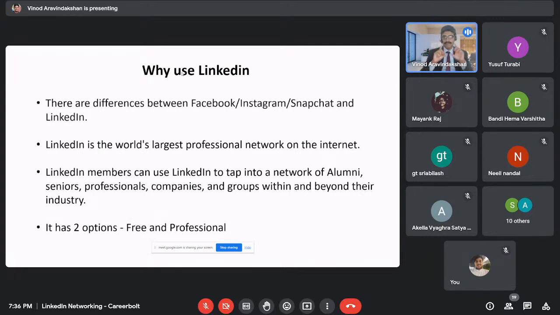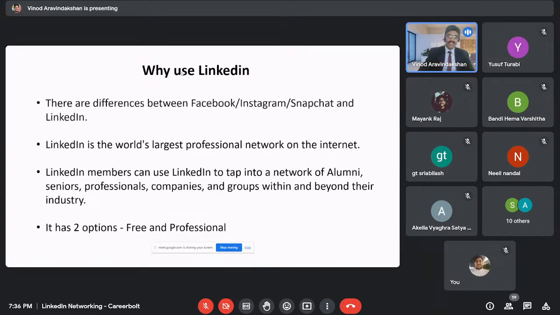First things first, why use LinkedIn? Very simple. LinkedIn is a very professional network. It is not like Facebook, Instagram, Snapchat, and so on. It's way, way more professional. There are a lot of advantages to using LinkedIn. Most recruiters, most hiring managers, most CEOs are all on LinkedIn. So it's an easy way for you to connect.